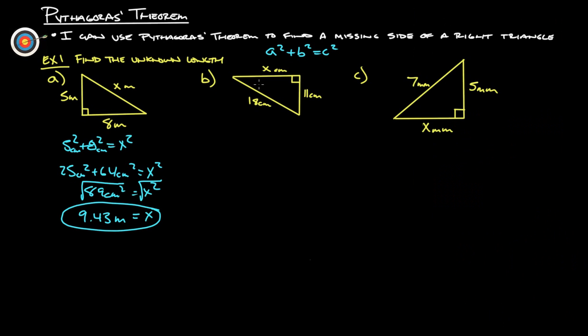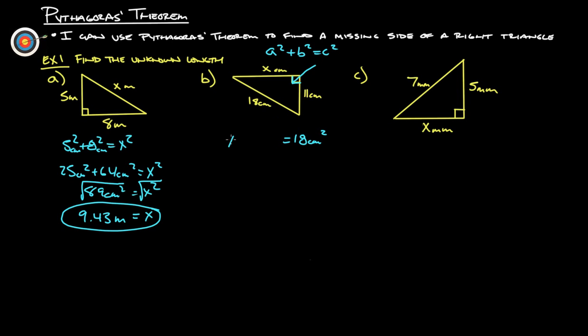Okay? For B, the important part is to figure out which one the hypotenuse is. Another way to look at this is a little arrow here. This makes an arrow and it points at the hypotenuse. So our hypotenuse in this case is 18. And that's going to be a squared plus b squared. Doesn't matter which one goes first. Same thing over here. Doesn't matter if you do 5 squared plus 8 squared or 8 squared plus 5 squared.